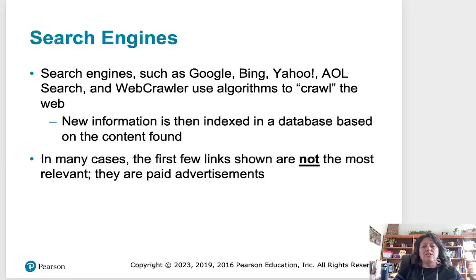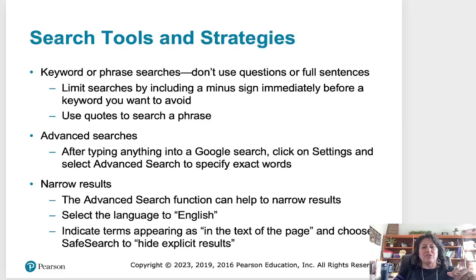Now, you can use engines such as Google, Bing, Yahoo, AOL, WebCrawler. They're all going to use different algorithms to crawl or to search the web. And then new information is indexed in a database based on the content that's found. In many, many cases, the first few links that are shown are not the most relevant. They are paid advertisements. So you want to make sure you're getting relevant, not paid information.